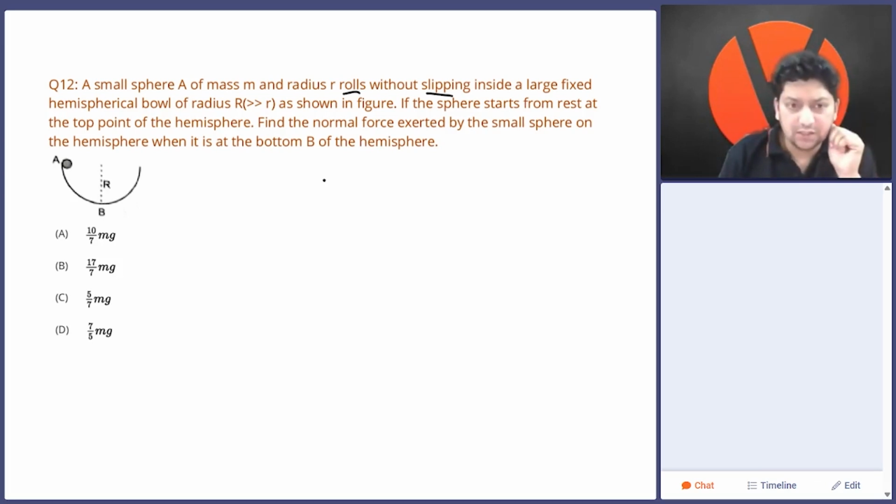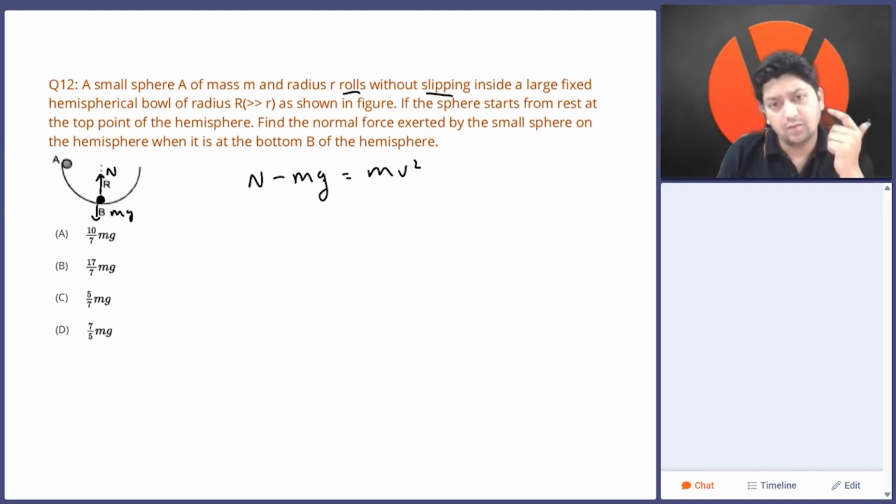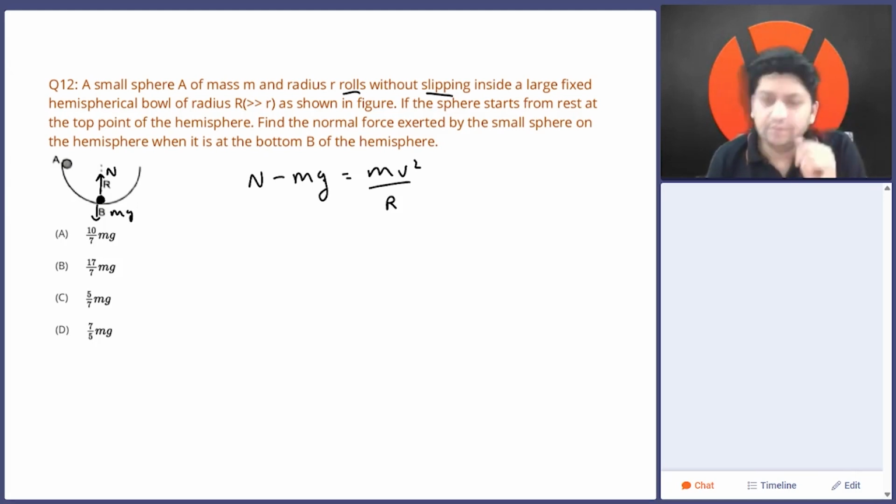Now the approach of this question is this: we will be figuring out the velocity of the center of mass of this object. Its weight mg will be acting vertically downward, and the normal reaction will be acting upward. So normal reaction minus weight will provide the necessary centripetal force, right? This will be the scenario. So we need to figure out the normal reaction. First of all, we have to find out the value of velocity.